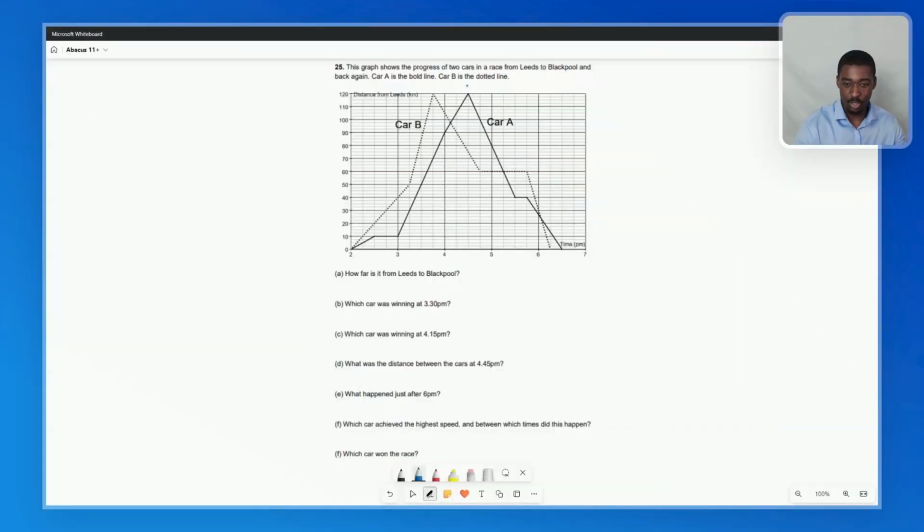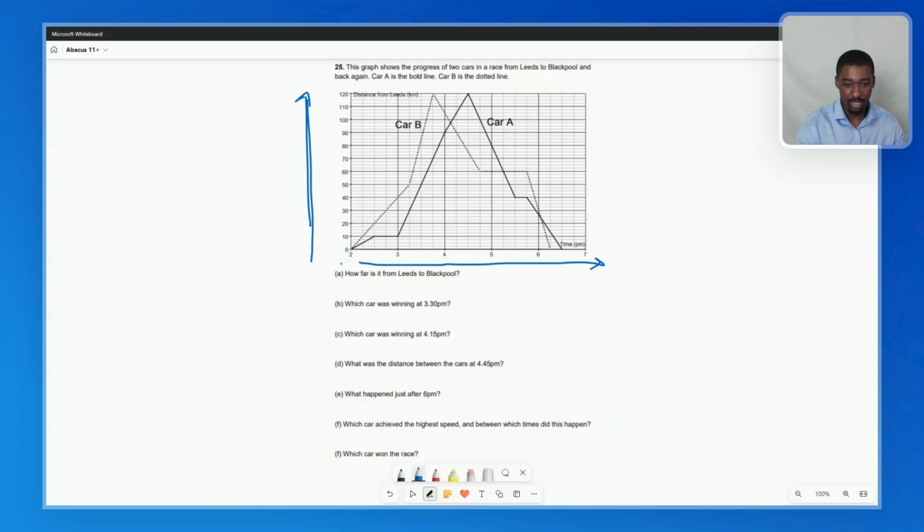Now here for this next question, we're shown some information on two cars racing from Leeds to Blackpool and back, again based on this line graph. So part A, how far is it from Leeds to Blackpool? Well, here we have on the x-axis time and on the y-axis distance.